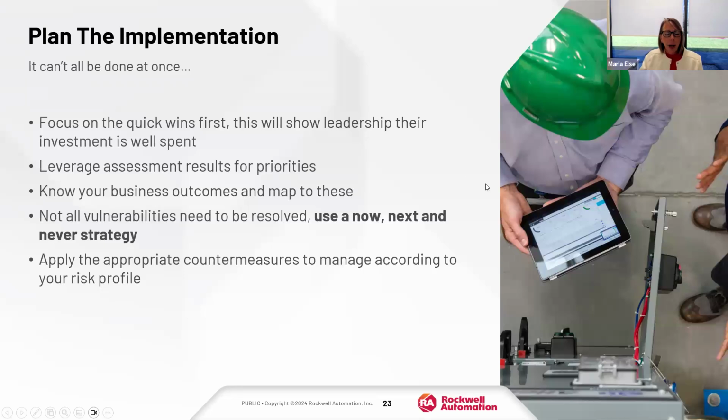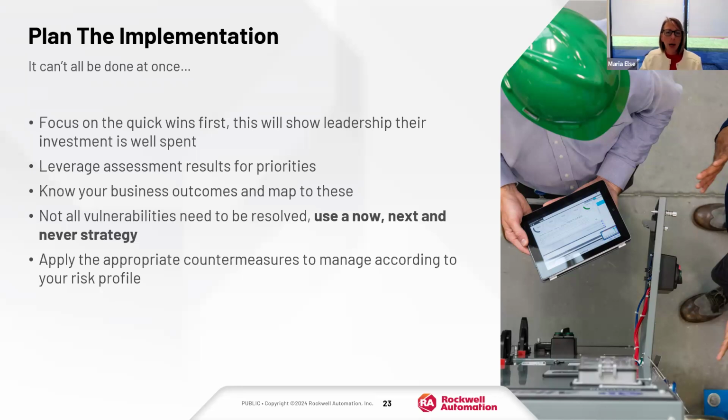So plan the implementation. We can't do it all at once. One of the ways to do this is to focus on the quick wins first. What's going to give me my biggest bang for my buck? What is the least amount of investment that's going to give me that biggest jump in my cyber hygiene, for example?